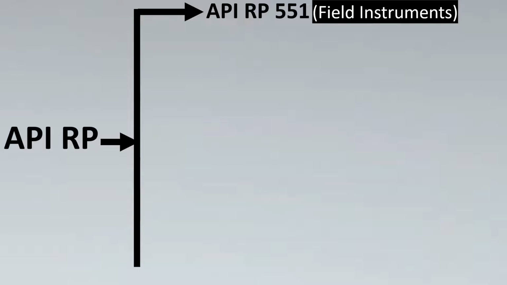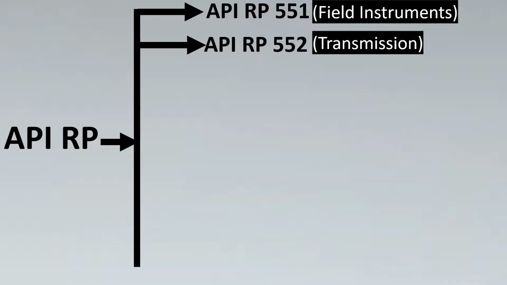It's a very deep standard. It has a lot of case studies of where to use what. Even the FKM Viton story, which I told you, is also mentioned in API 551. The second one, which is API 552, deals with transmission. So basically, you will have to transmit the signal from field devices up to the control system. So the entire transmission type, what are the signals required, all the details, what care must be taken, everything is given in API RP 552.